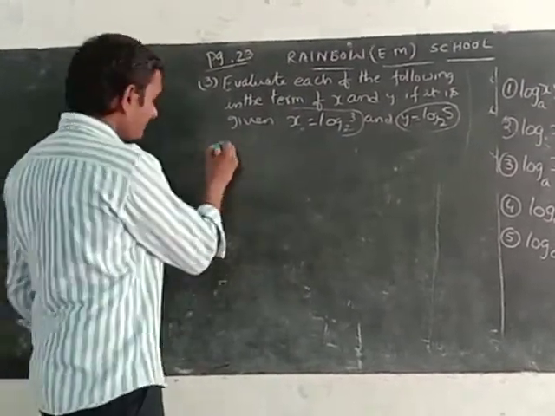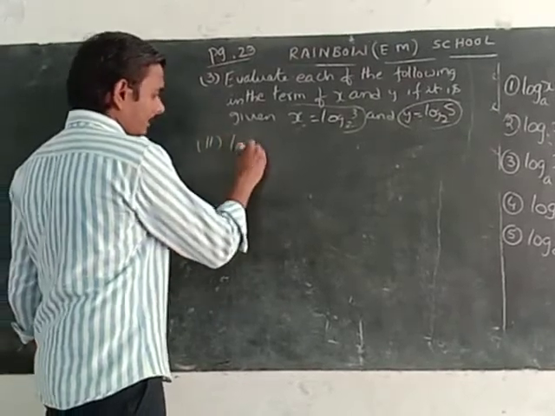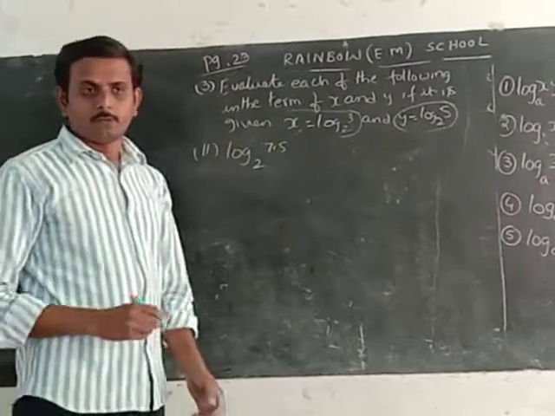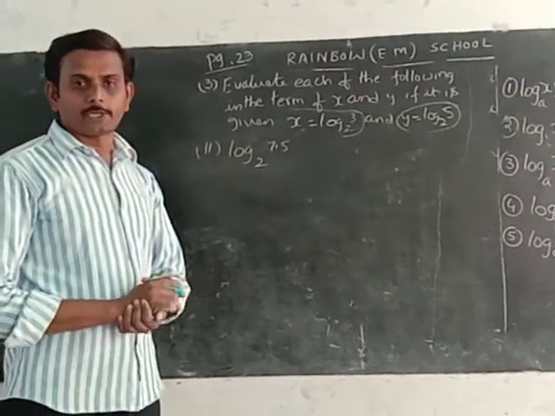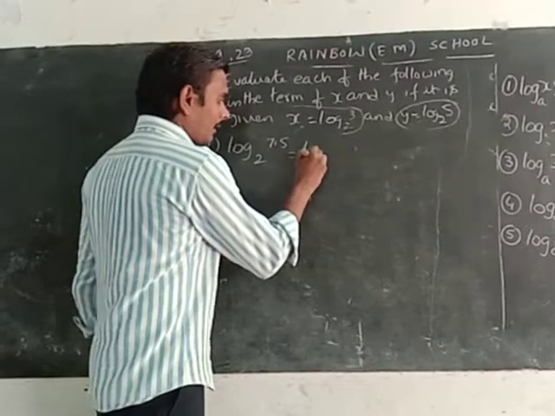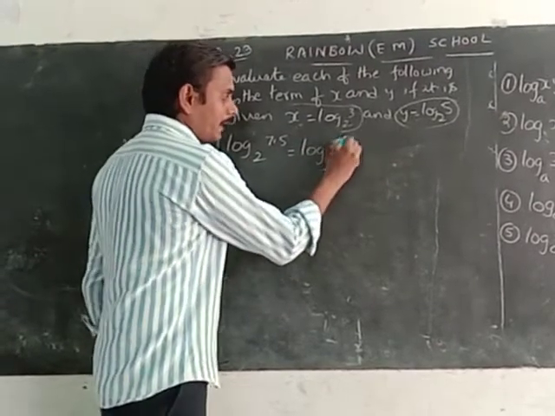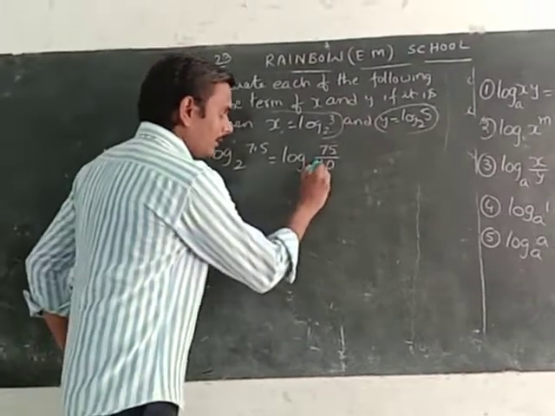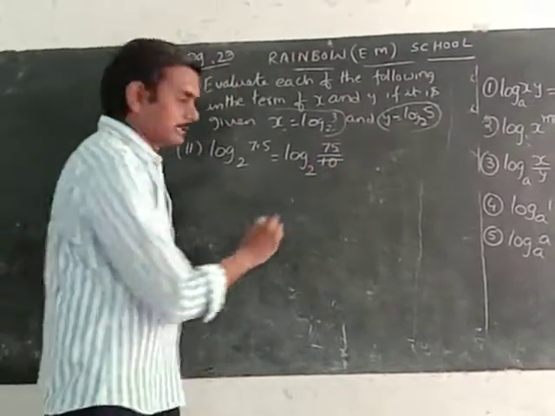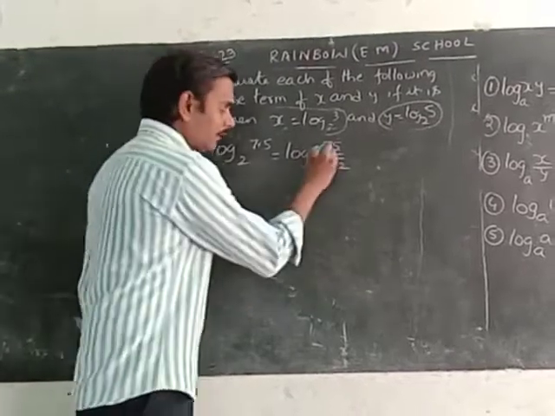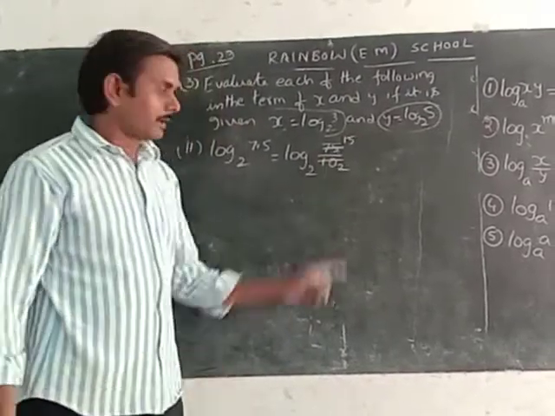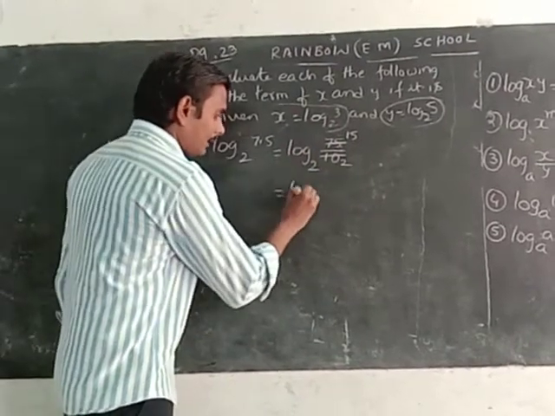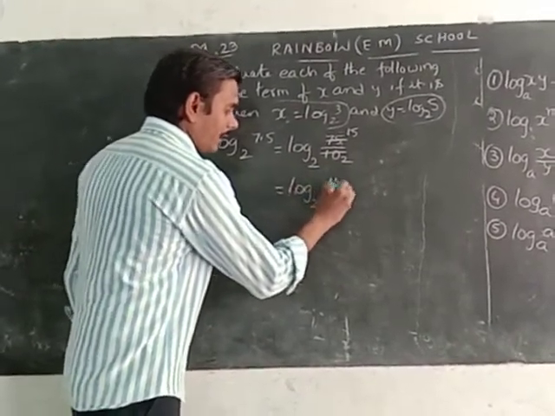Log, second one, log 7.5 base 2. Okay, now write 7.5 in fraction form. Log base 2 of 7.5 we can write as 75 by 10. Okay, now with the 2 table you can cancel. 5 twos are 10, 5 fifteens are 75. Remaining 2 and 5: 5 fives are 25. What we can write: log base 2 of 15 by 2.